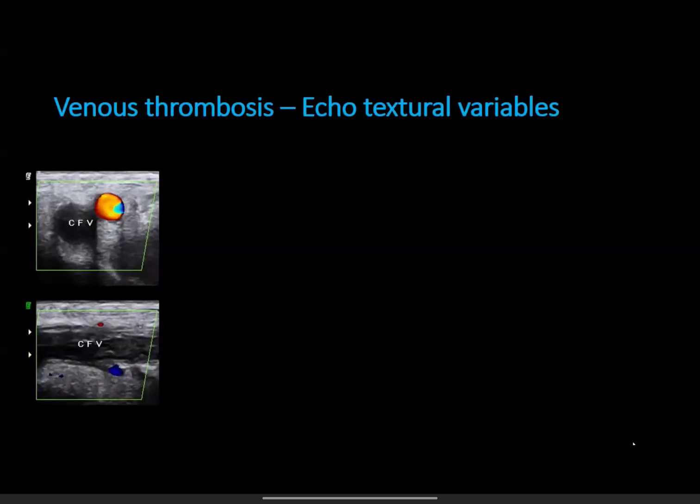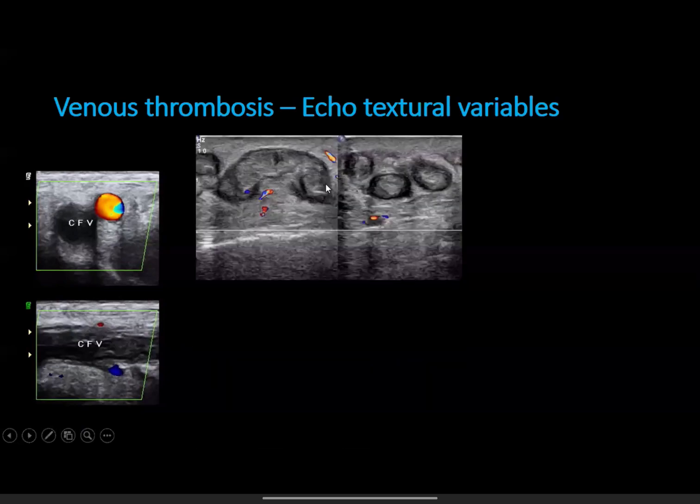So this is a case where we can see on color Doppler no color flow signals in the common femoral vein with the venous flow setting. It appears hypoechoic, distended, non-compressible. And this is the acute stage, where we can see hypoechoic thrombus. Sometimes we can see it slightly echogenic in the subacute stage, or this is another example in the venous system, where we can see echogenic thrombus.